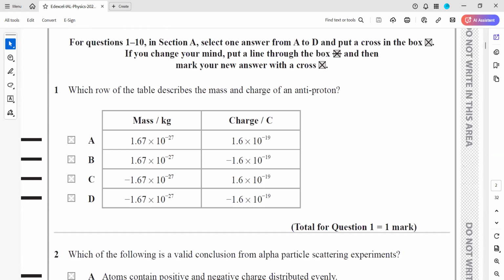Because it's an antiparticle, what is the difference between a particle and an antiparticle? They have the same mass, but they have opposite charge. So it should have the same mass, but the charge should be opposite. The charge of a proton is 1.6 × 10^-19. So either A or B can be an answer, but it's an antiproton, so it should be negatively charged. That's why B will be the right answer.